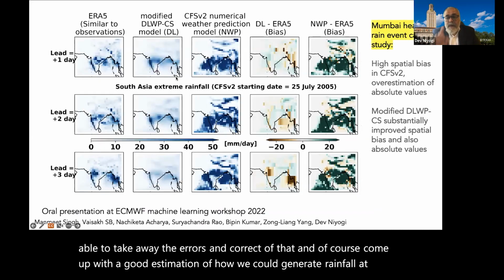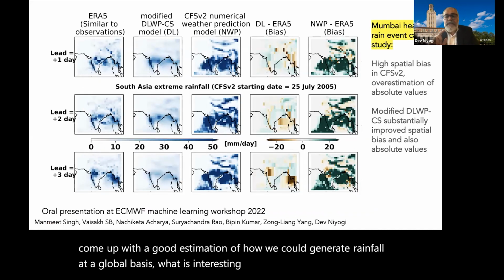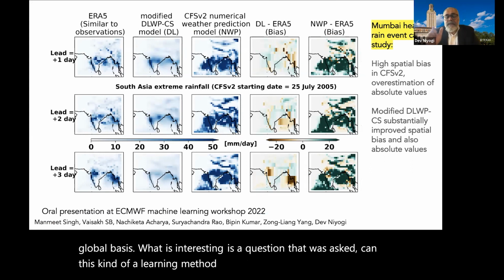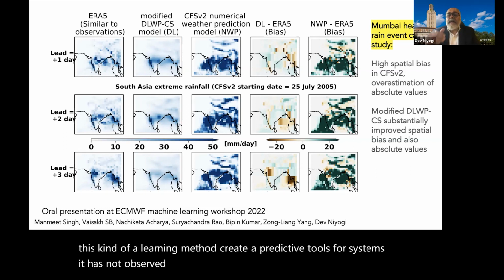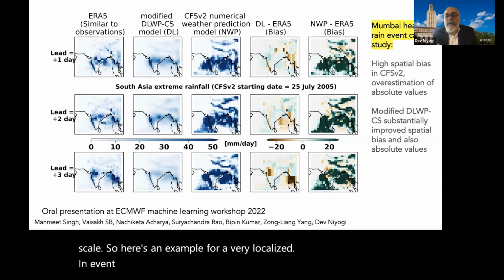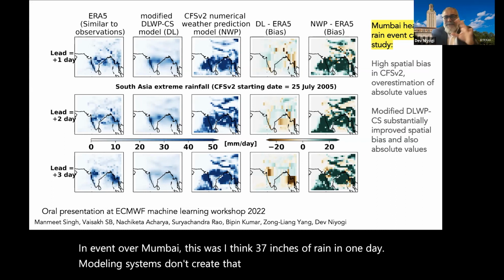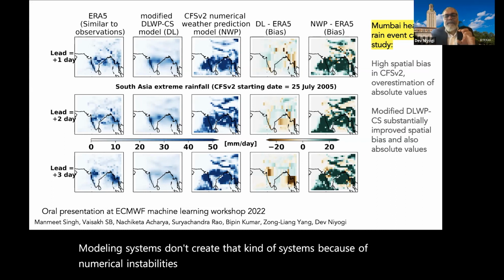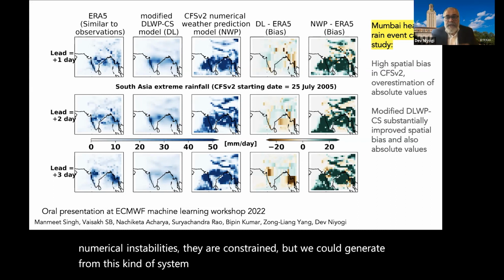What is interesting is a question that was asked: can this kind of learning method create predictive tools for systems it has not observed? Things like local heavy rain events at a very small scale. So here's an example of a very localized rain event over Mumbai. This was, I think, 37 inches of rain in one day. Modeling systems don't create that kind of event because of numerical instabilities. They are constrained. But we could generate that kind of black swan event from this kind of system.